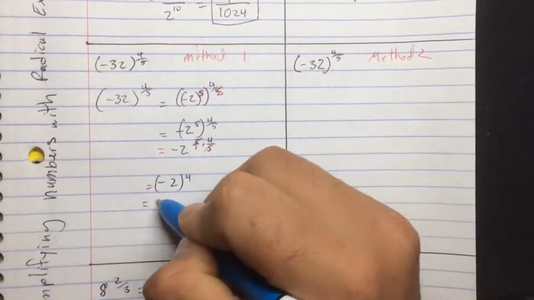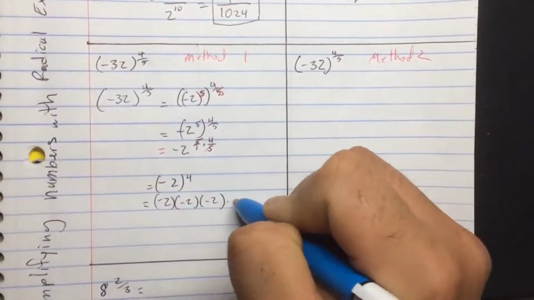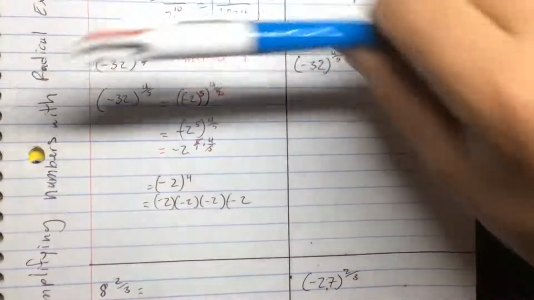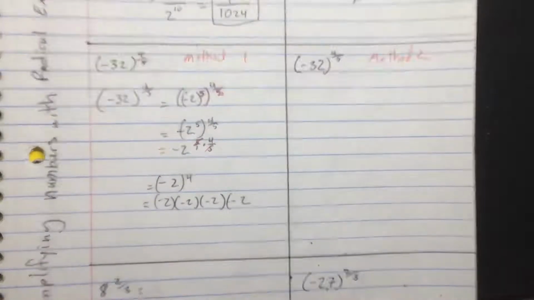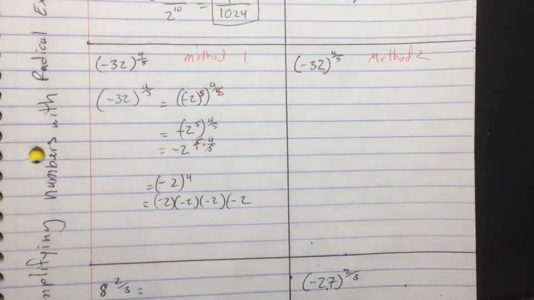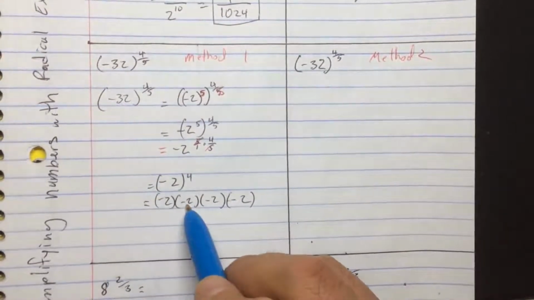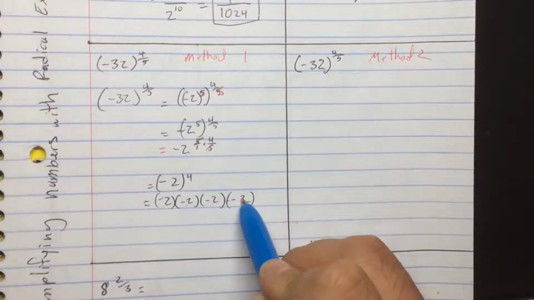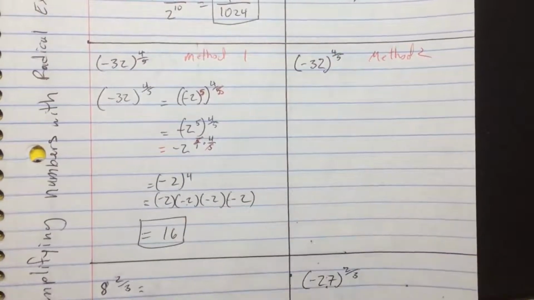And this is going to give us negative 2 times negative 2 times negative 2 times negative 2. Did you guys see that? I don't think it flew in the video. But it's going to give us 4 copies of negative 2. So negative 2 times negative 2 is 4. Times negative 2 is negative 8. Times negative 2 is positive 16.